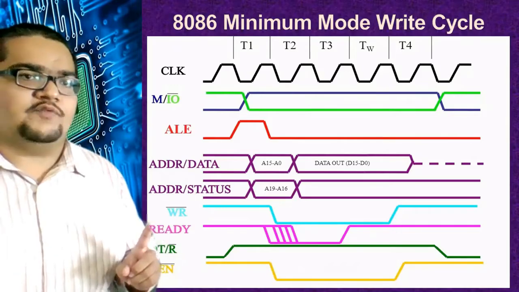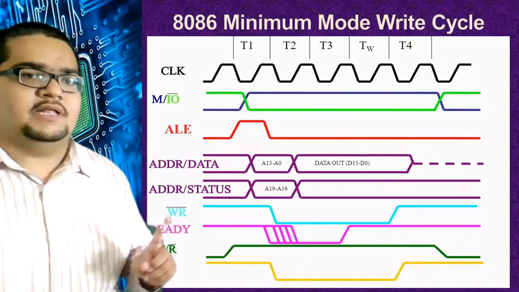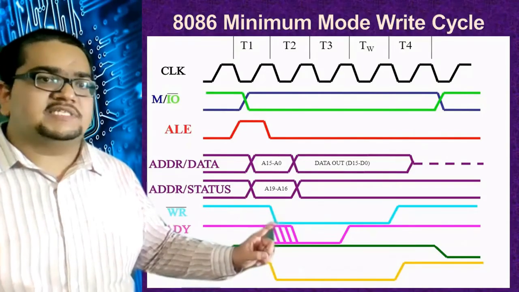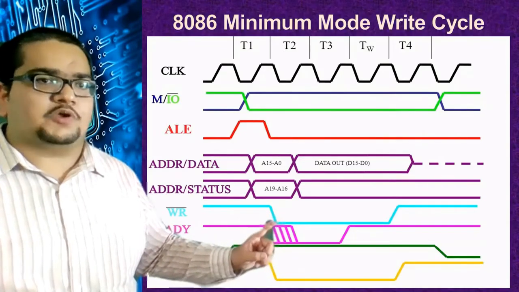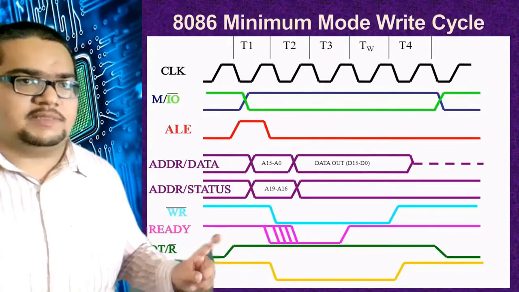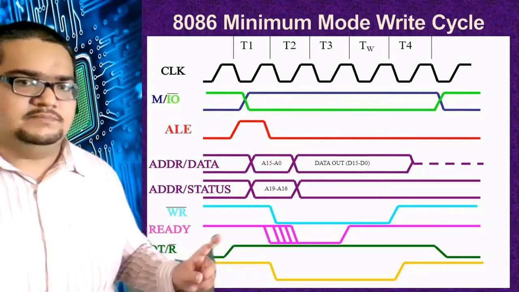Write signal is there instead of read signal, because it's a write operation. And you can see the write signal is going low. That means it's becoming active, an indication that the processor is writing the data. Ready signal is same as it was there in the previous read cycle.